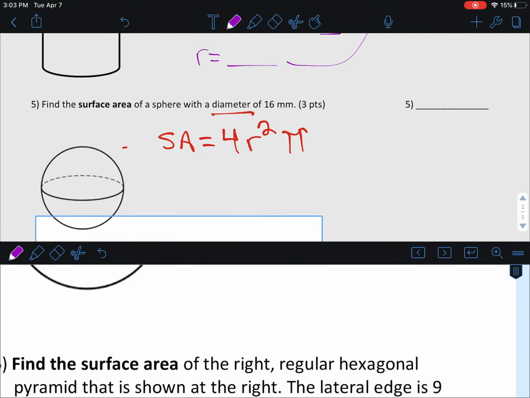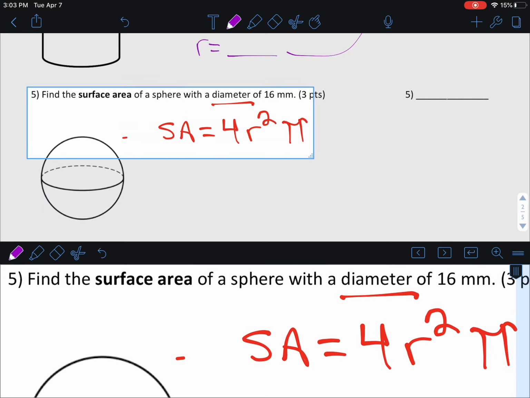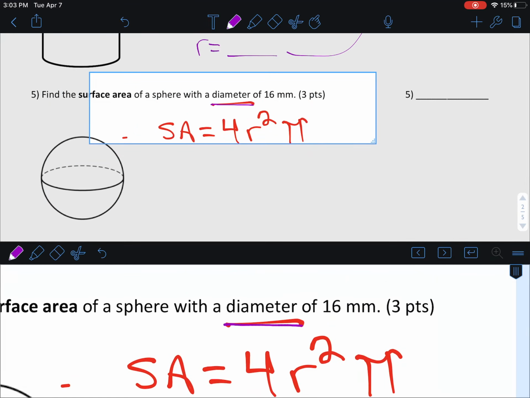All right. Number 5, a couple of people just made a mistake on this. It gives you the diameter, so be careful. The formula is radius, so you don't want to put 16 in there. You want to put 8 in there.